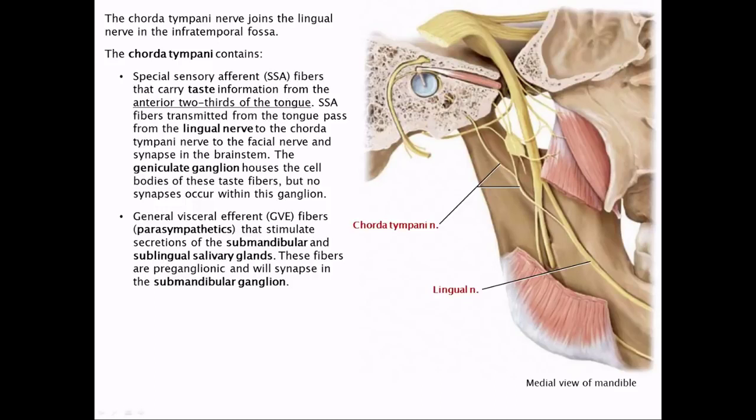As a reminder, the cell bodies for the taste neurons that are conveyed through the chorda tympani and the facial nerve are located in the geniculate ganglion. These taste neurons are pseudo-unipolar, so no synapses occur within the geniculate ganglion. The second function of the chorda tympani nerve is to carry parasympathetic innervation to the submandibular and sublingual salivary glands.